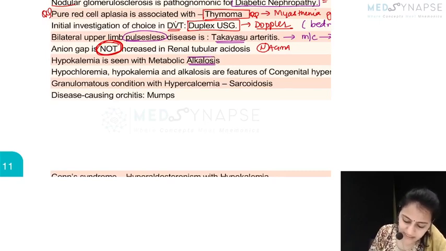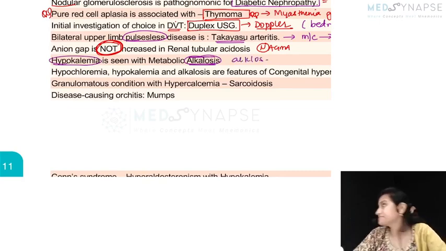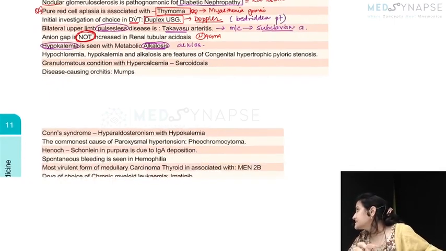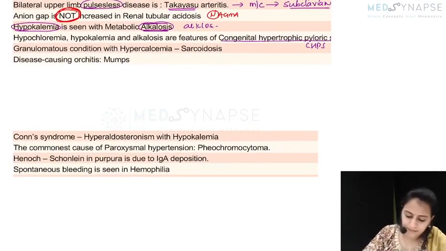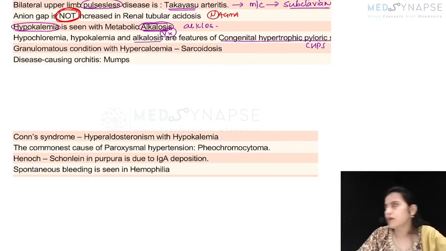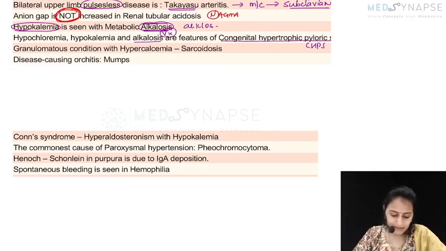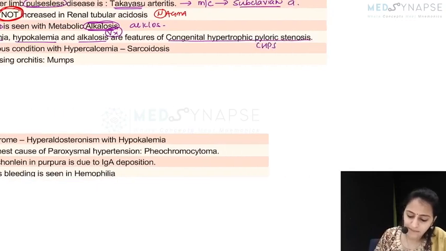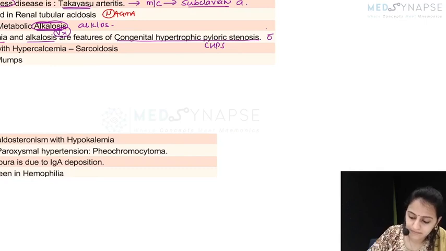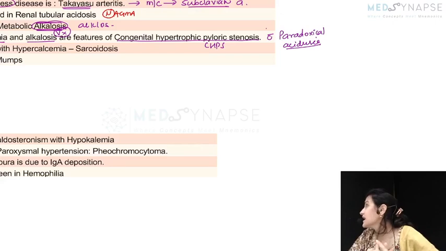Metabolic alkalosis is generally associated with all K loss, hypokalemia. In CHPS, will you see alkalosis or acidosis? Alkalosis, because there is vomiting, acid going out. Hypokalemia, hypochloremia. It is hypokalemic, hypochloremic alkalosis with paradoxical aciduria. Paradoxical aciduria.